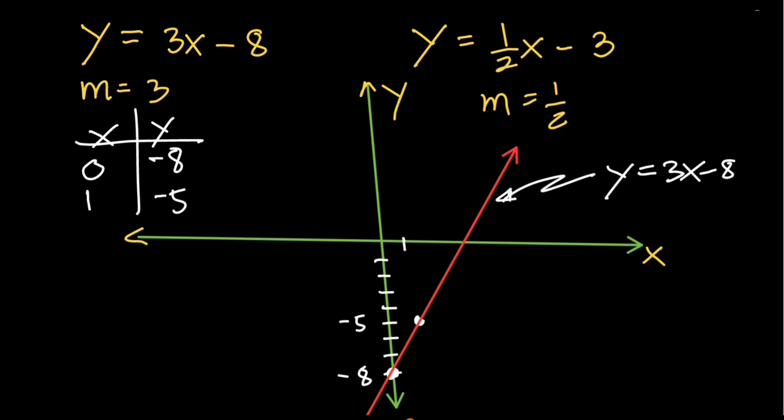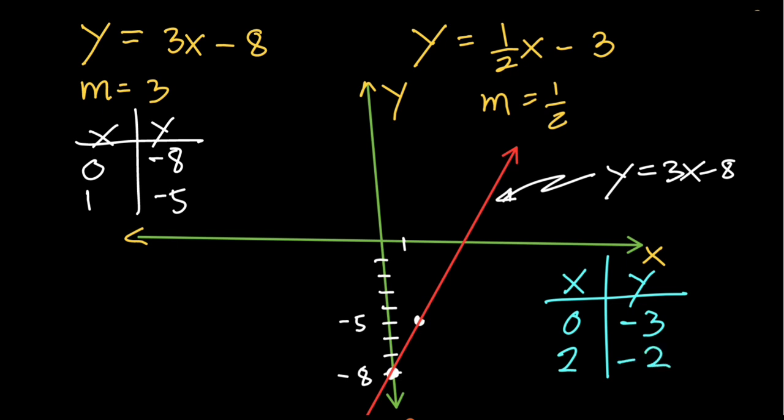Then we graph the other one. So we graph the other one with slope 1/2. So we assign values for x. When x is 0, y is -3. When x is 2, y is -2. Okay, so when x is 0, y is negative 3. When x is 2, y is negative 2 here.